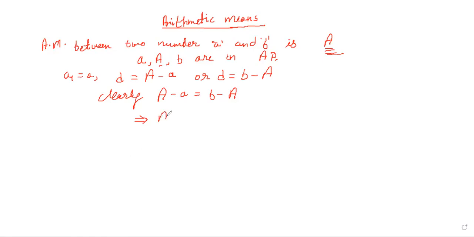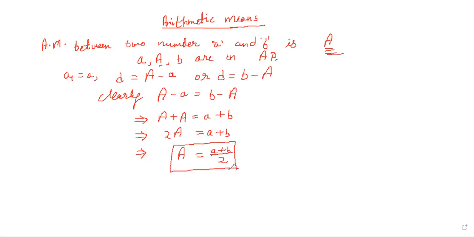So if we transfer both the capital A to the same side, capital A plus capital A equals small a plus small b, that is twice capital A equals a plus b, then capital A equals (a plus b) upon 2. So the arithmetic mean between the two numbers a and b is (a plus b) upon 2, and this is one arithmetic mean only. So write this in your notebook.